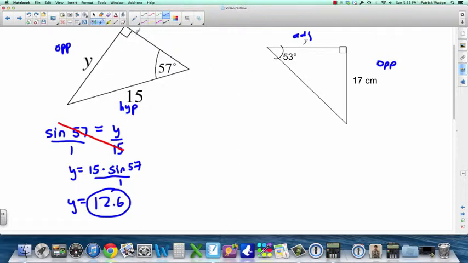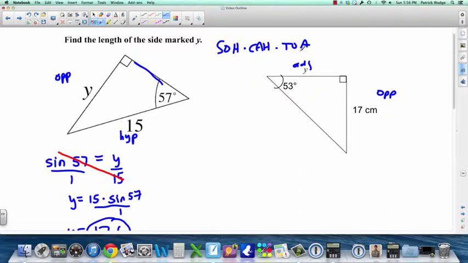Why do we not care about this side? And why did we not care about this side up here? Because that's not what the question's asking you. It's not asking you for that side. It's asking you for this side. And we don't know that side, so it's going to be useless. It's not going to help us in this question. These are the two sides that are going to help us. Okay, opposite and adjacent. Which one's that? Opposite and adjacent is tan.